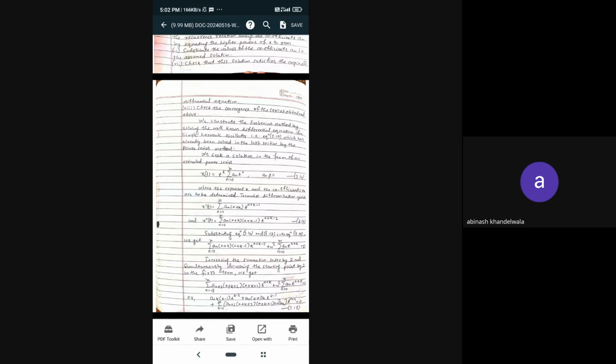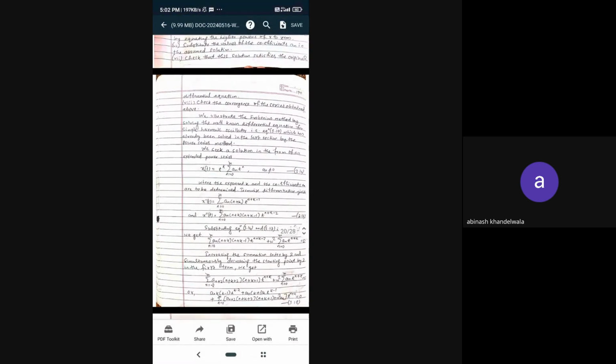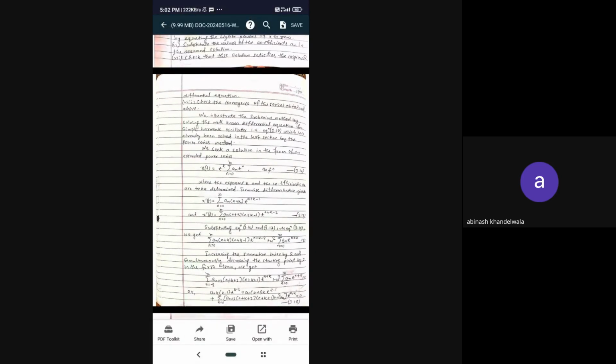Similarly, x''(t) is equal to summation n equals 0 to infinity a_n multiplied by (n plus k) multiplied by (n plus k minus 1) multiplied by t to the power n plus k minus 2, equation 3.17. Now substitute these two values, x'' and x', in the original equation, and you will get summation n equals 0 to infinity a_n multiplied by (n plus k) multiplied by (n plus k minus 1) multiplied by t to the power n plus k minus 2 plus omega square, where omega is the angular frequency, multiplied by summation n equals 0 to infinity a_n t to the power n plus k is equal to 0.